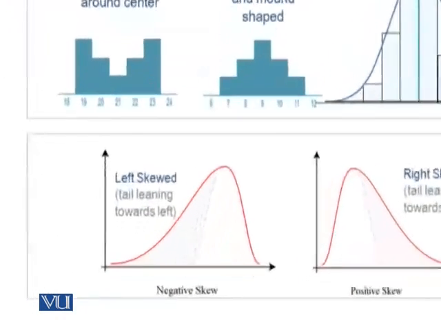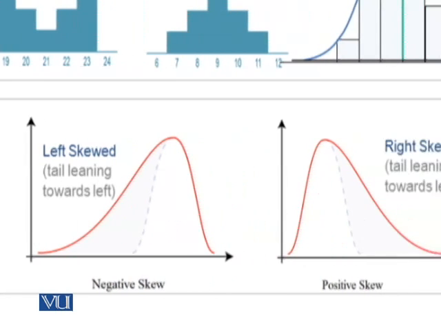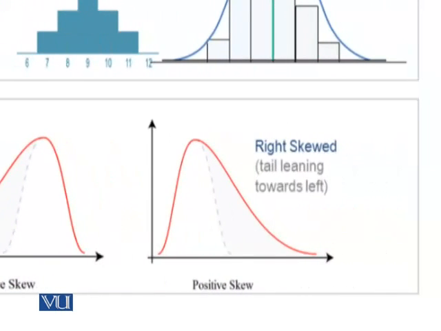You can see a distribution in which the tail of the distribution is leaning towards the left side. You would call this a left skewed distribution. So remember, the distinction that we make is based on the tail. Left skewed means that the tail is skewed towards the left hand side. We would also call this a negatively skewed distribution. You can also have a right skewed distribution in which the tail is towards the right hand side.